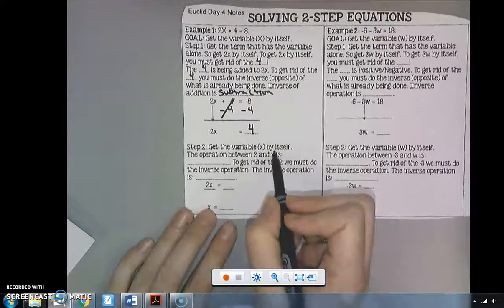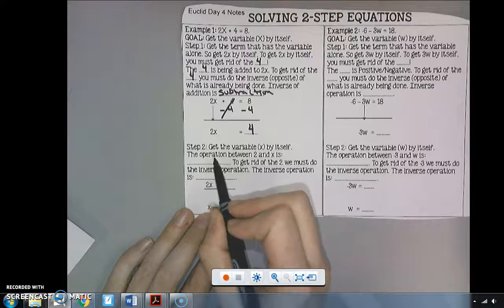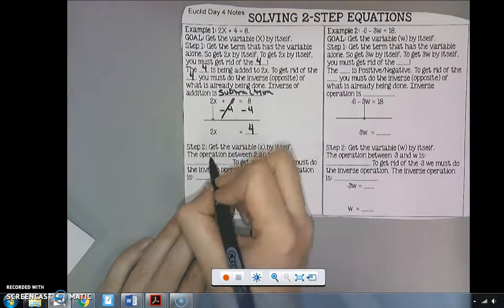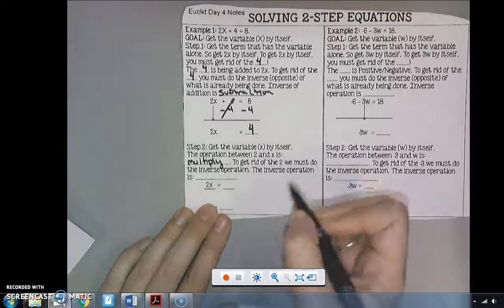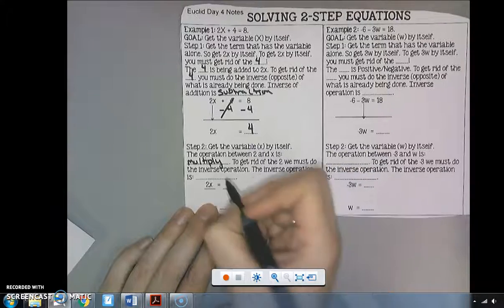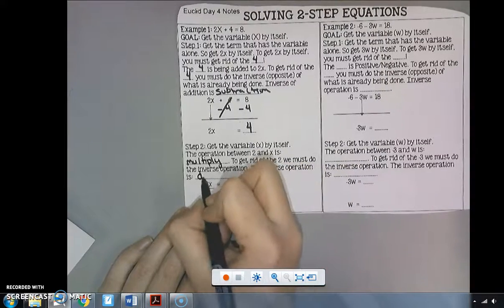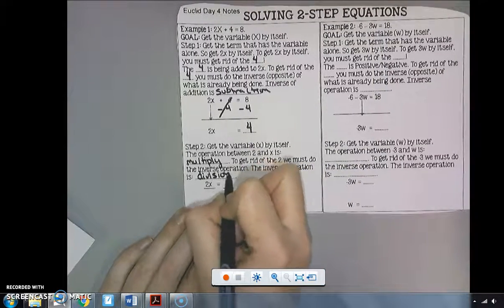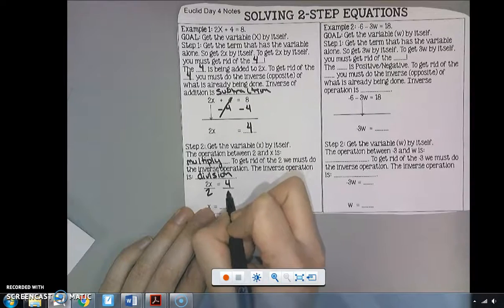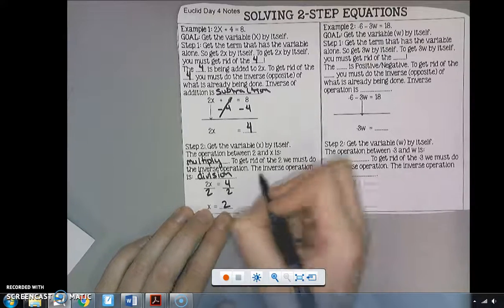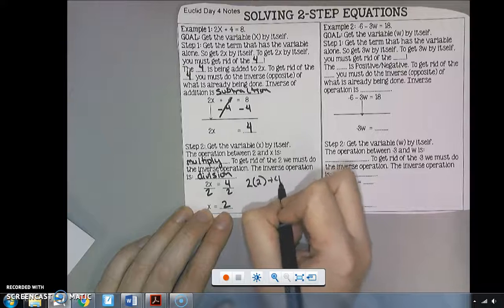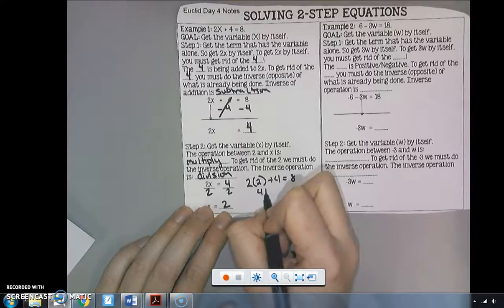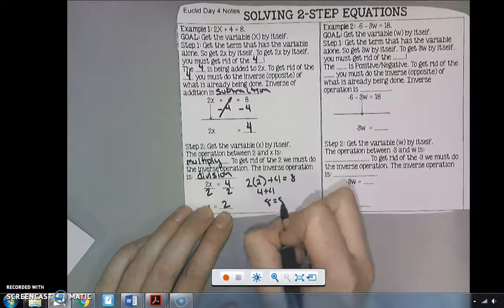Remember, goal is to get x to be by itself. So the operation between 2 and x is multiplication. To get rid of this, we must do the inverse, and the inverse of multiplying is division. So I'm going to divide by 2. So 4 divided by 2 is 2. And we can check ourselves to make sure this works. So 2 times 2 plus 4, does that equal 8? 2 times 2 is 4. 4 plus 4 equals 8, and 8 does equal 8.